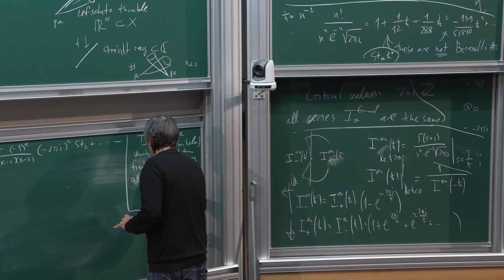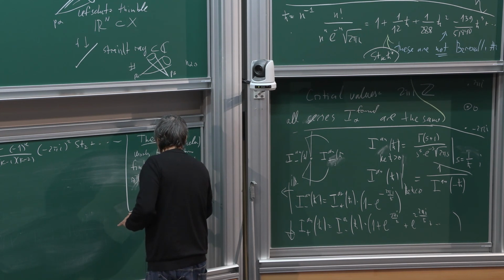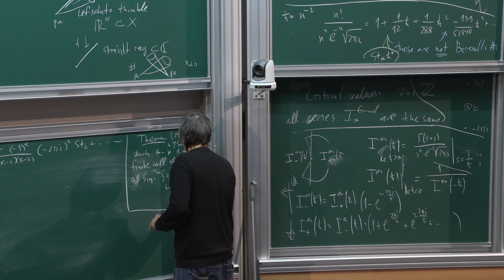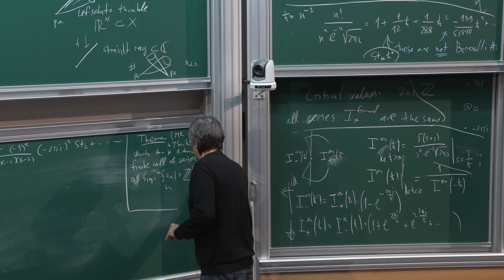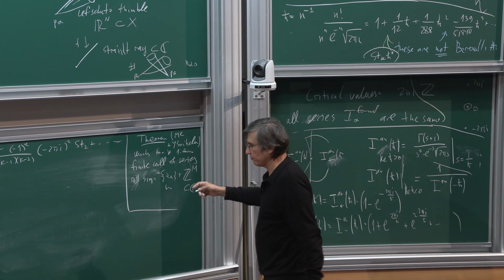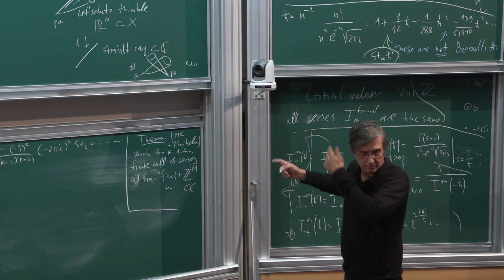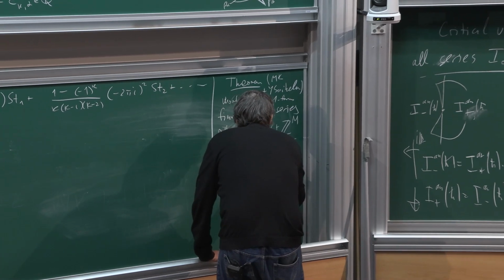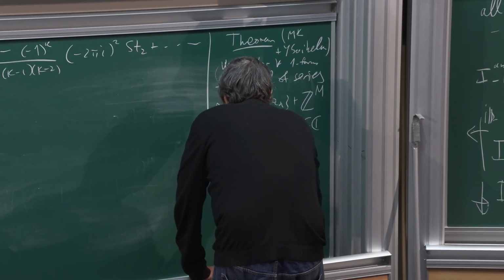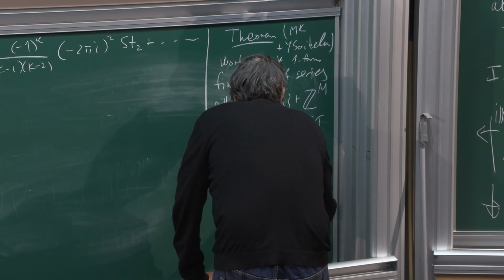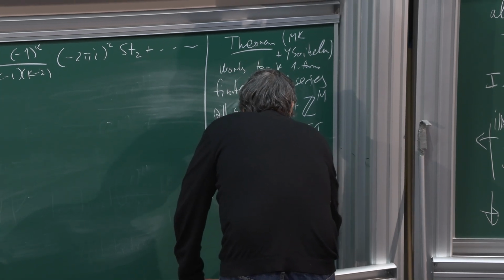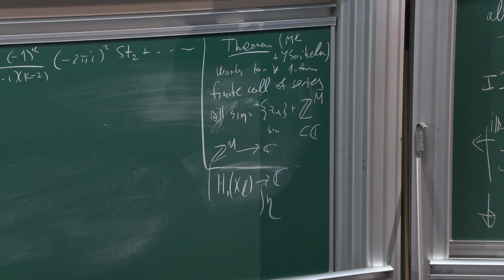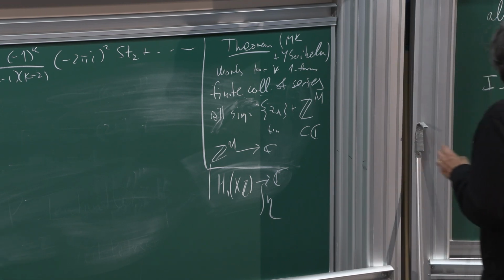And then all singularities will be this finite collection plus some lattice, and the lattice is given by the lattice of periods of my one-form on the algebraic variety. It's actually the first homology of my variety mapped to C by integration of my one-form. And this is just the first very concrete example.